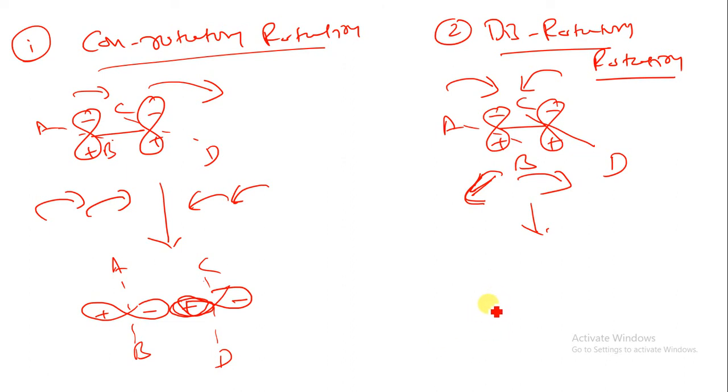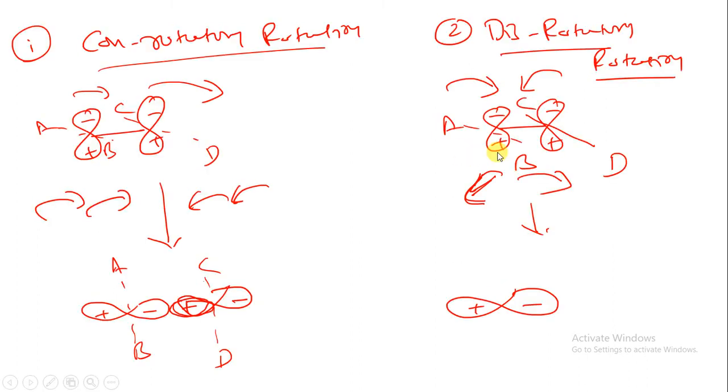Suppose I rotate this in a clockwise direction, it will be like this, minus and plus. Then if I rotate in anticlockwise, it will be like this. So this will be anticlockwise, this will be clockwise. So the minus sign will be there and the plus sign will be there. Now this will be for A and B, and this will be for D and C.